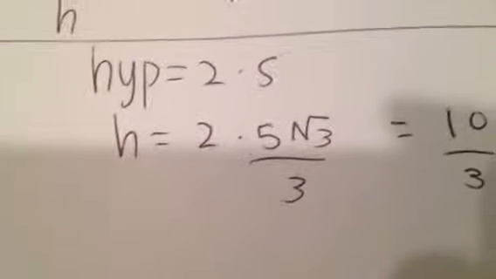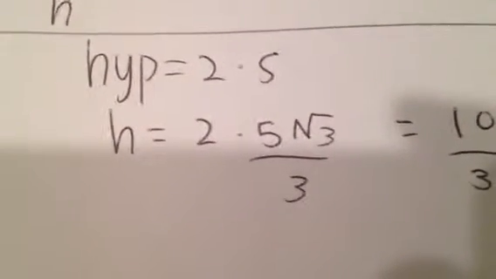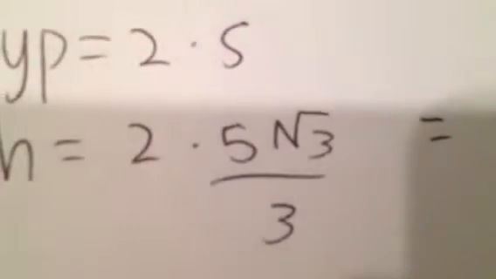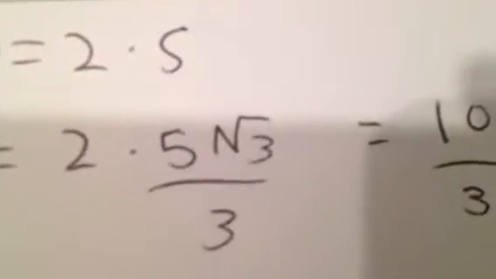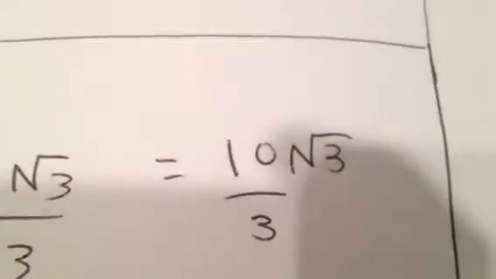Now, so that's going to equal hypotenuse equals 2 times the shorter side, which was 5 square root of 3 over 3, and that's going to equal 10 square root of 3 over 3. All you're doing is multiplying the 2 and the 5. 10 square root of 3 over 3. You don't do anything just because there's 2 3's right there. Just leave it the same, because one's a square root and one's not.